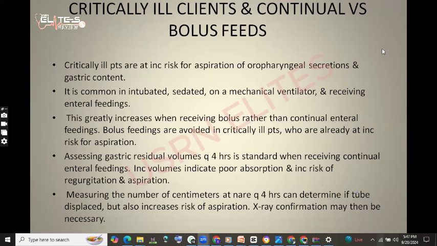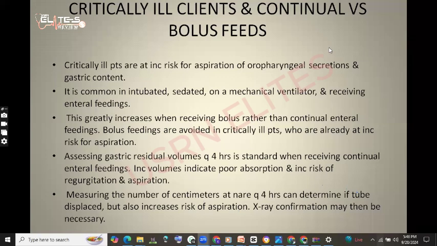The main reason is to prevent the risk of what? Aspiration. So that's the whole idea in a nutshell. Bolus feeding is where, let me give you an instance, the dietitian or a healthcare provider will prescribe feeds like maybe 200 mls of Ensure 4 hourly, or 300 mls of Ensure 4 hourly.